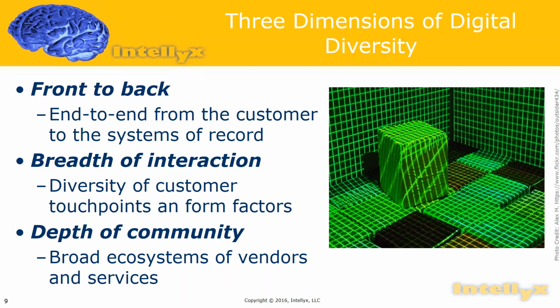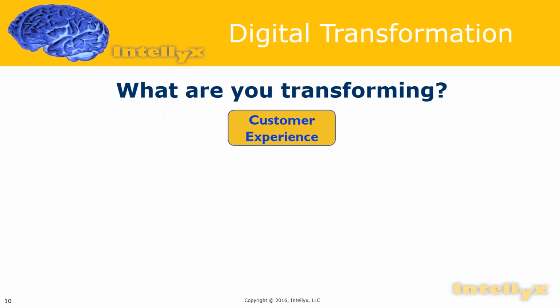So we have these three dimensions: front to back, from the customer to the back-end systems of record; breadth of interaction across the various touch points that customers are using; and then the depth of community, all the different partners in the ecosystem that are providing either parts of your website or parts of the cloud environment or the back-end systems. You may be leveraging SaaS applications as part of your fundamental offering, and all of that is part of your depth of community. Okay, next slide.